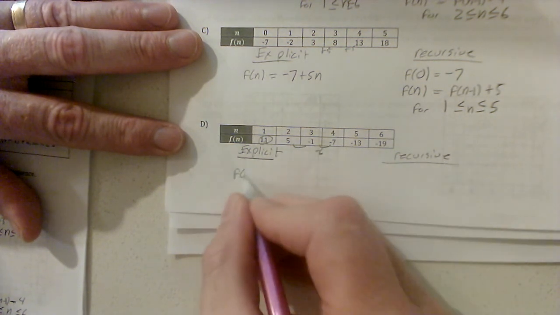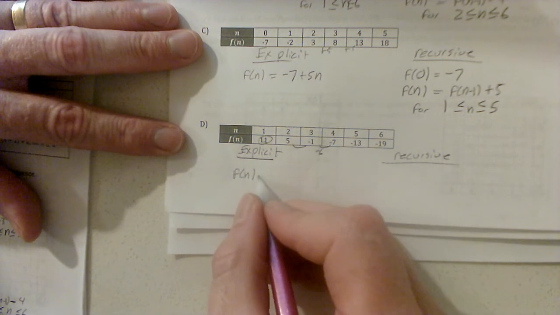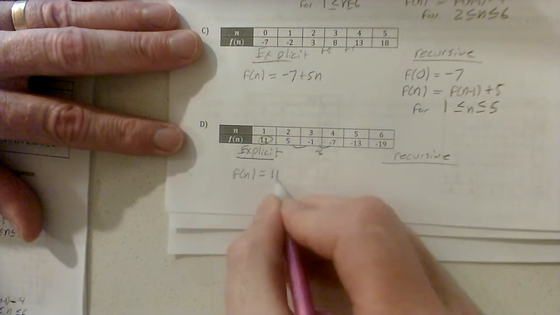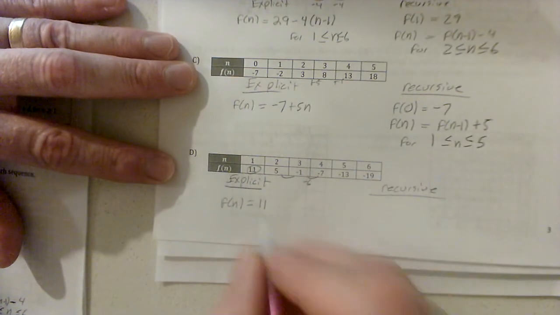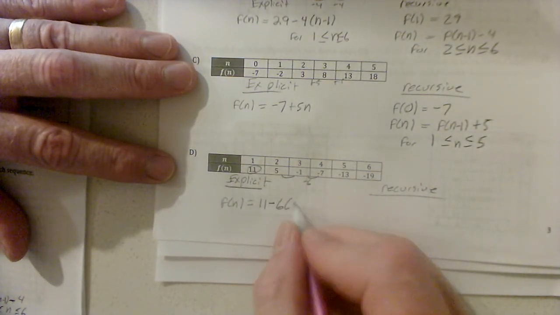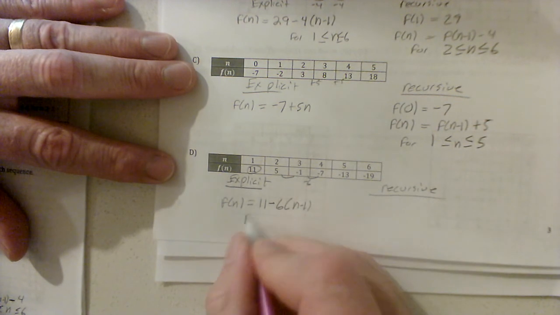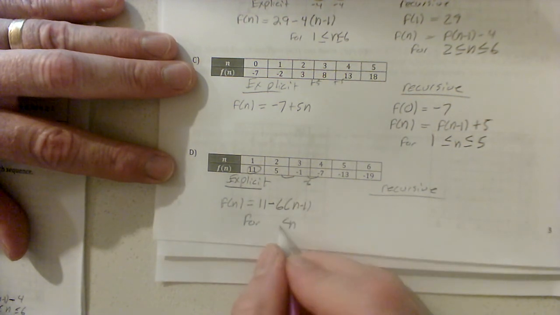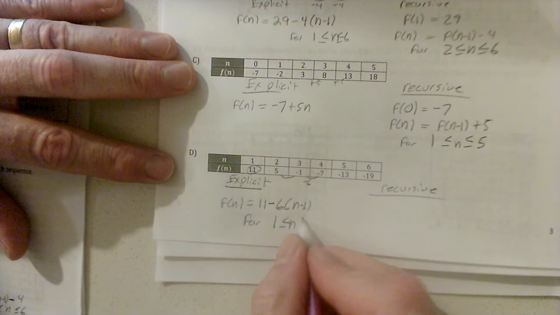So when we do it, f of n, right, this is the explicit terms, just like a linear equation. Here's my start, which is 11. Please note, though, that's my first term. So when I apply my rule, which is 6, I have to say n minus 1. For n, it looks to be between, I can actually plug in 1 and 6.